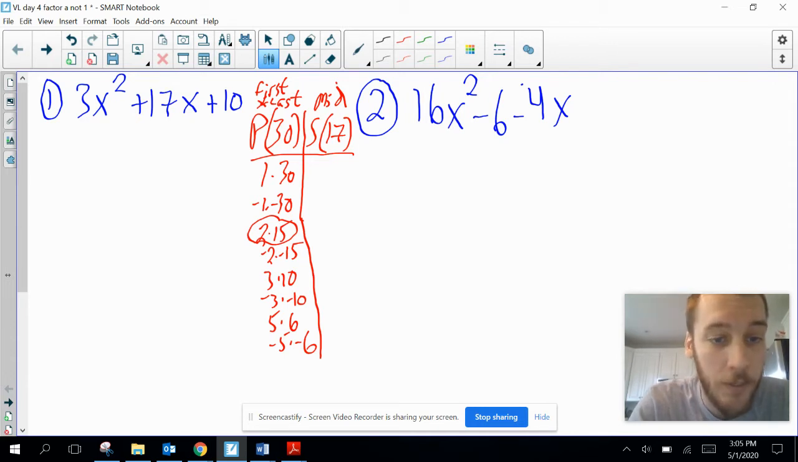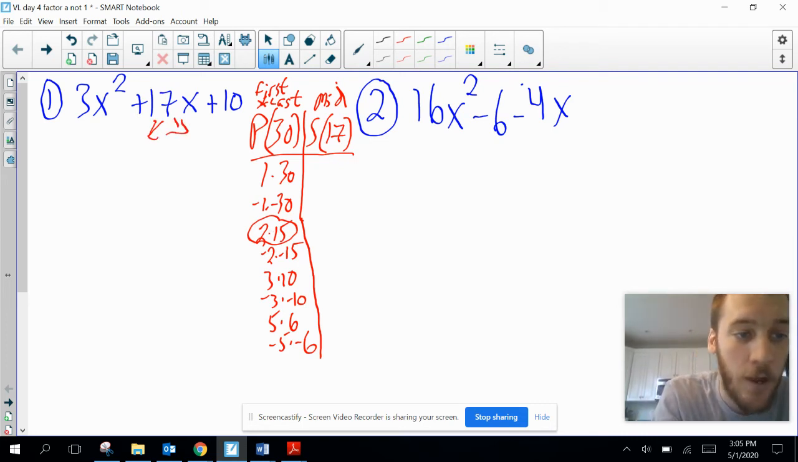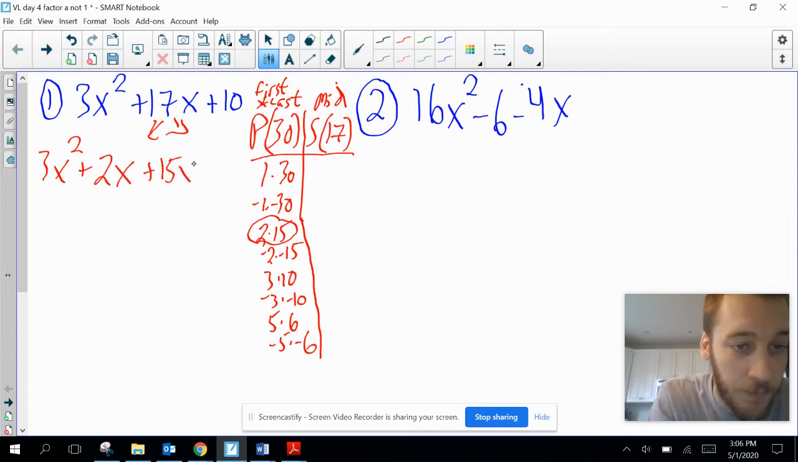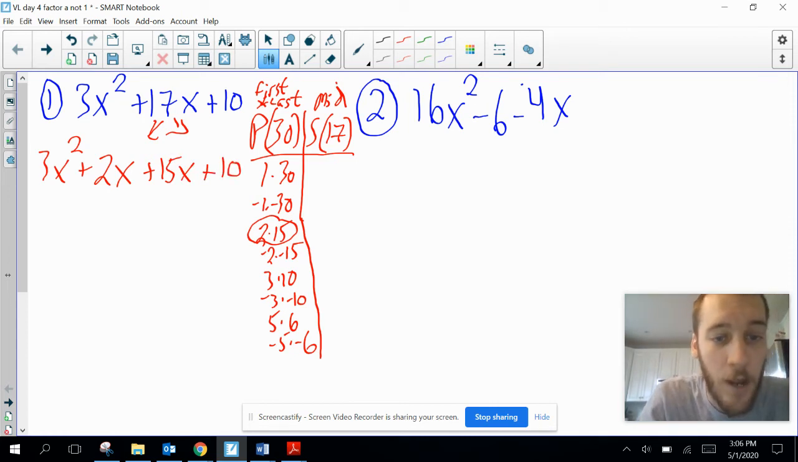So these numbers, 2 and 15, are the magic numbers that are going to make this really nice. I'm going to split up the middle term with these numbers. I'm just rewriting the equation. Still 3x squared. It's still 17x, but I'm going to write it as these numbers we just found, plus 2x plus 15x, and then still my plus 10. So all I did was take this 17x and write it as 2x plus 15x, still the same thing.